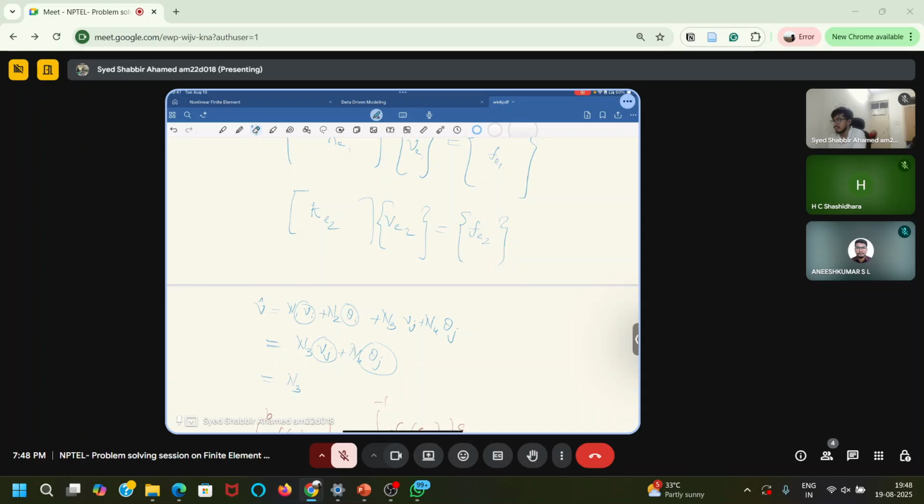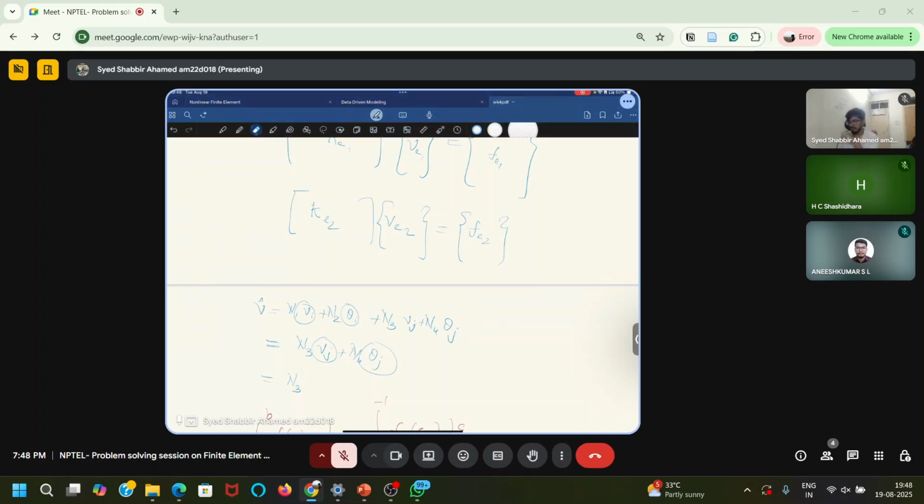By sixth week or seventh week we'll complete finite element, and then we will also add the dynamics. Obviously, since finite element is there, we will also add the dynamics: if the load is varying with respect to time, how you can get the governing equation and also solve that.